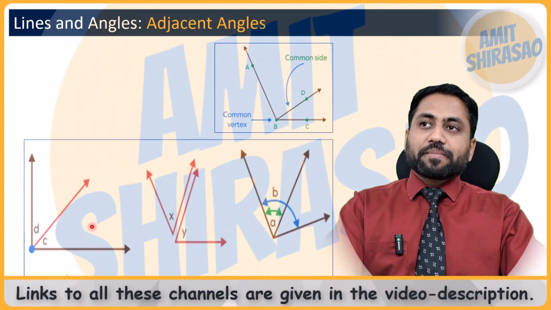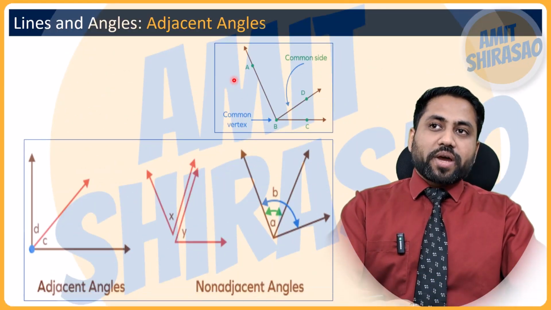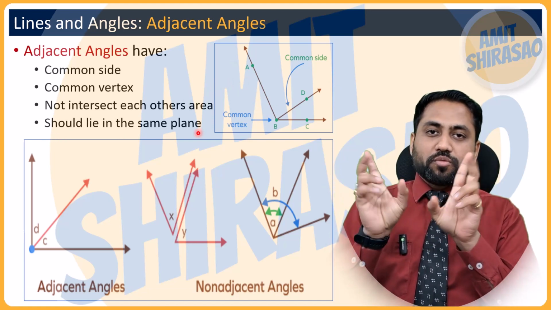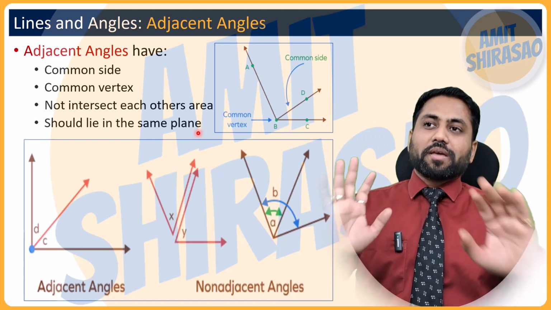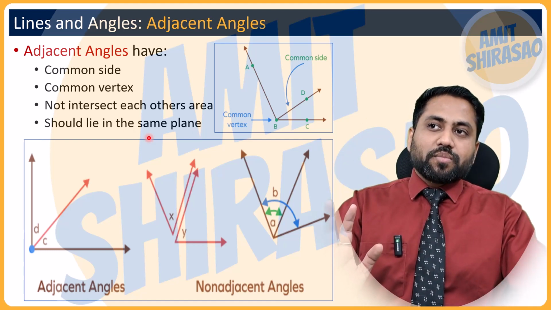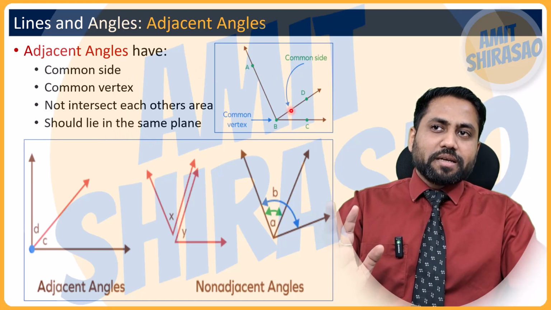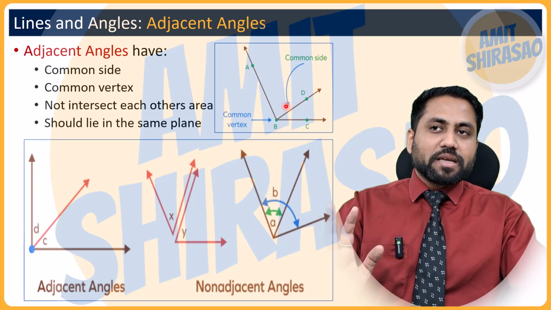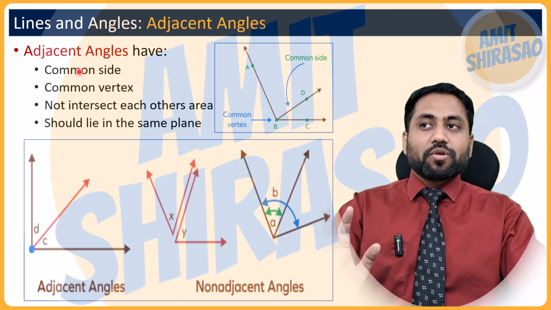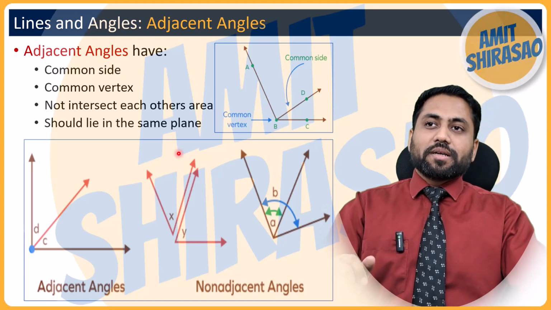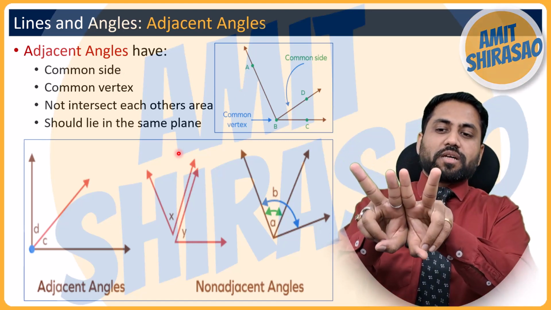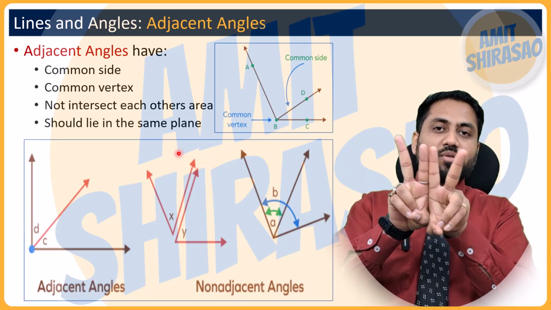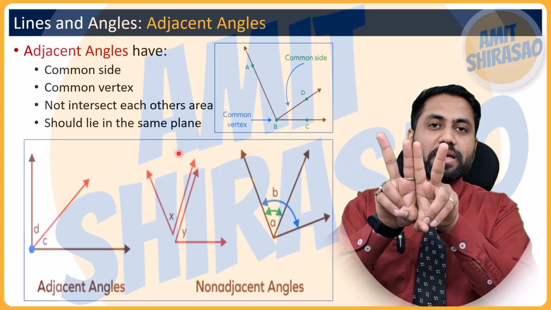Okay, then what are adjacent angles? Adjacent angles means those angles that are in the same plane. So don't think about 3D, think about 2D. In a 2D context, those angles that have a common side and a common vertex, do not intersect each other's areas, and lie in the same plane are called adjacent angles. Let us say these are two angles, they are like this, their vertex is the same, and they have a common side as well, then they are called adjacent angles.